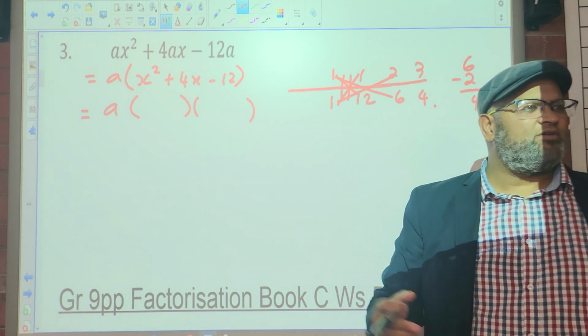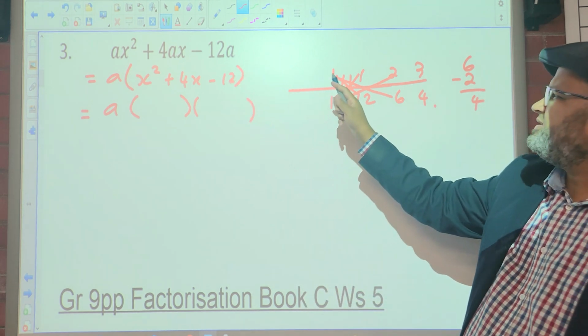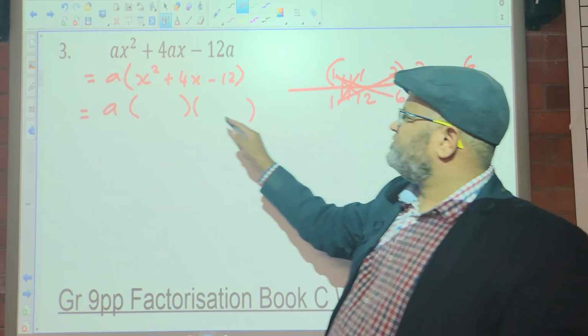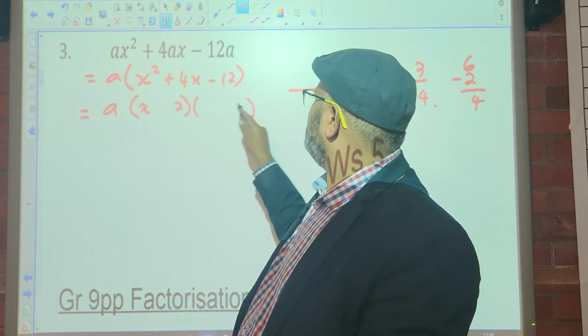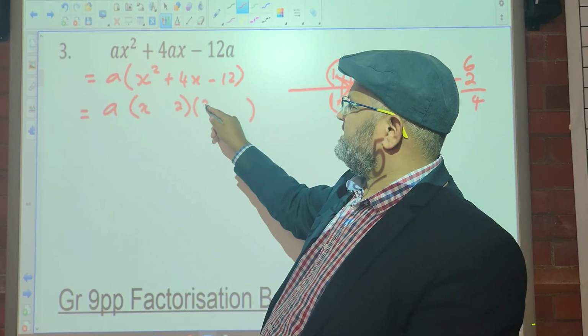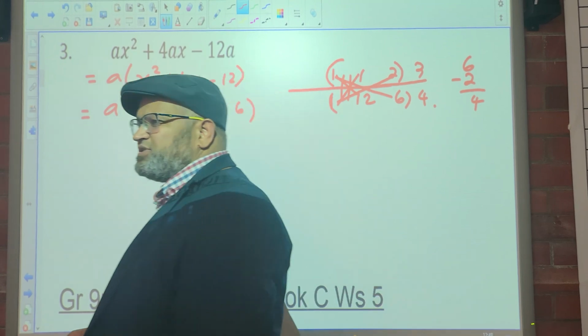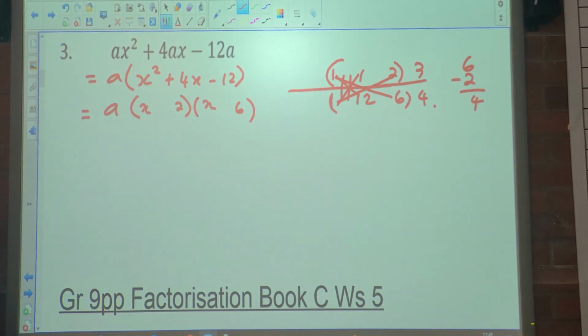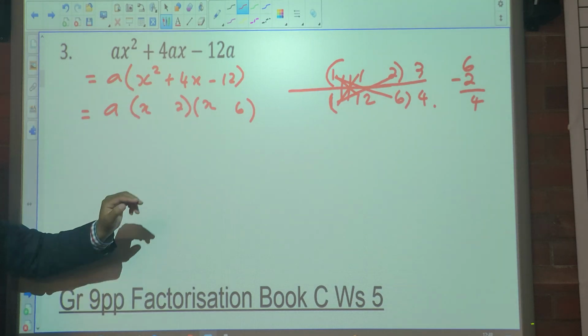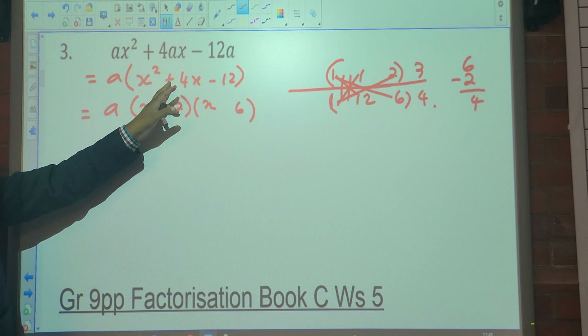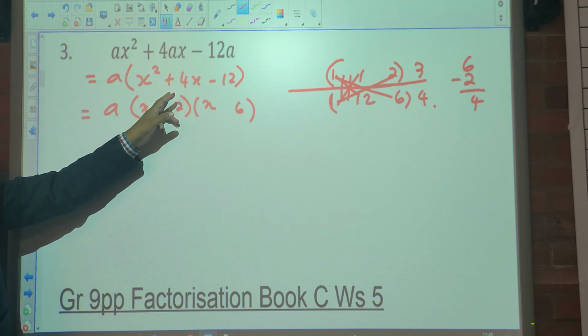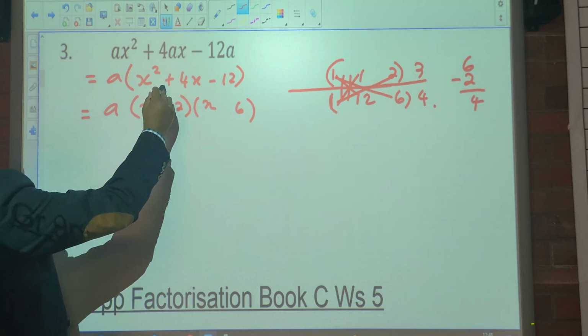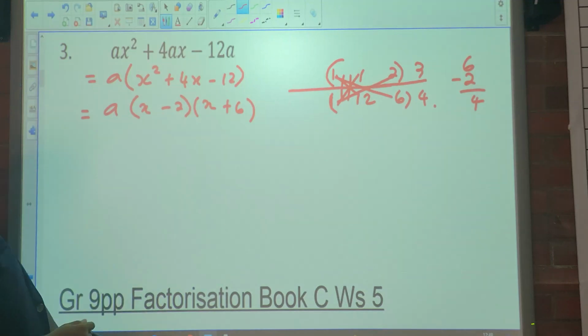What am I looking for? 4. In the brackets goes a 1 and a 2, so in this case it will be x and a 2, and x and a 6. What about our signs? We know about the signs. One must be positive and one must be negative. Signs will be different. Well, the bigger product gets the sign of the middle term. The middle term is positive, so it's positive and negative.